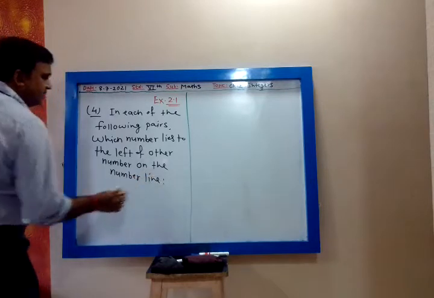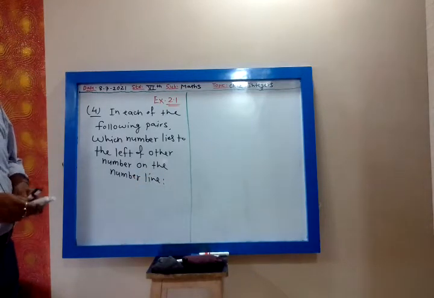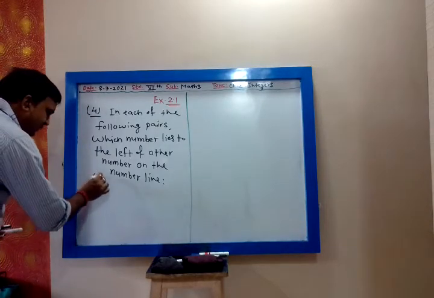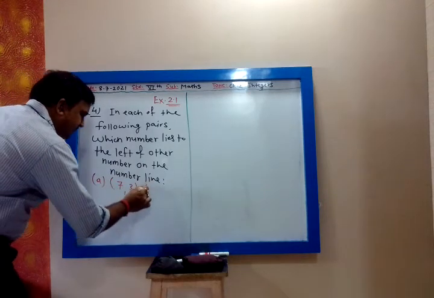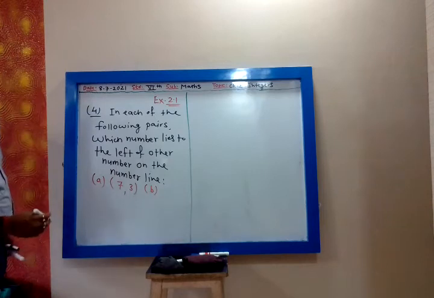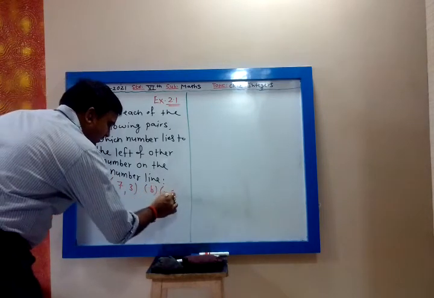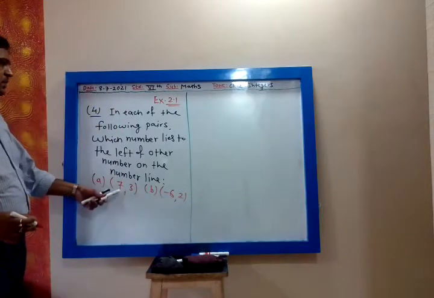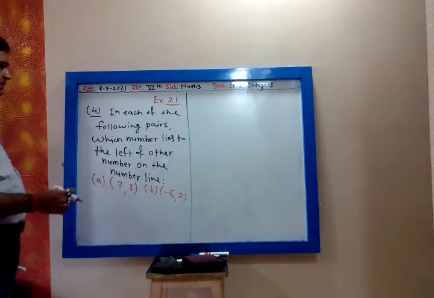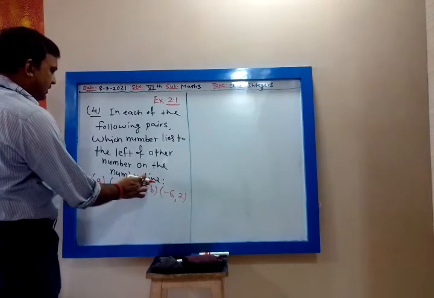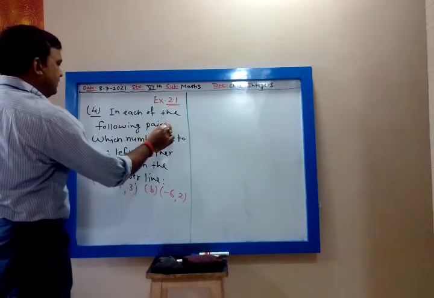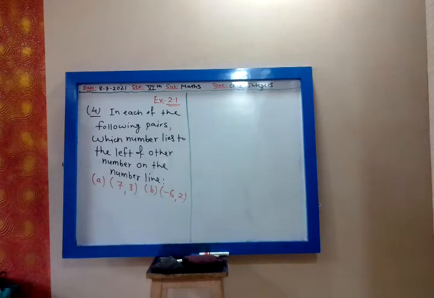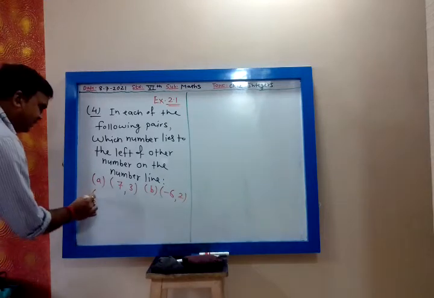Now first it is A: 7, 3. You are given a pair of numbers 7 and 3. Then B, let me write all the problem. Between two numbers there is a comma. In each of the following pairs, which number lies to the left of the other number? B is minus 6, 2. C is minus 1, 0.